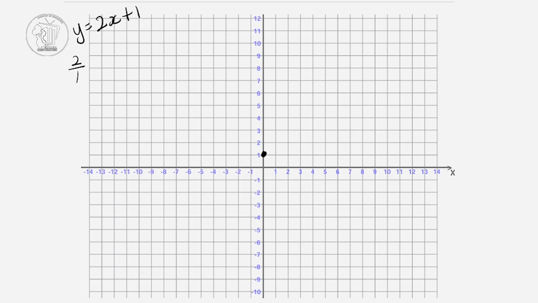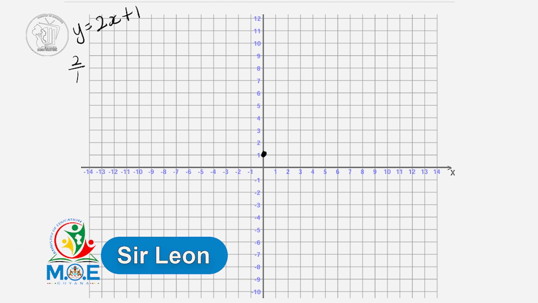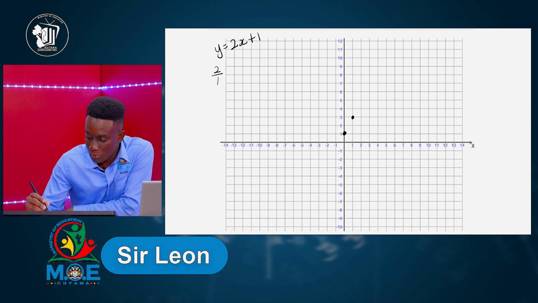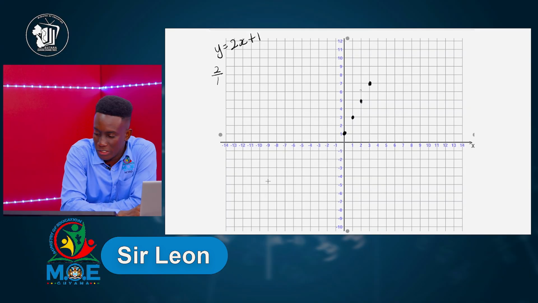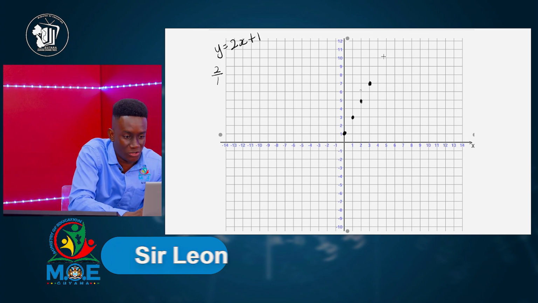It's simply rise over run, so the rise is 2. We go up 2, which takes us to 3, and then we go across 1, which takes us to this point. We continue again: up 2 and across 1, and this will be the other point. Then again, up 2 and across 1, which gives us another point. Now we can use these points to draw the straight line.